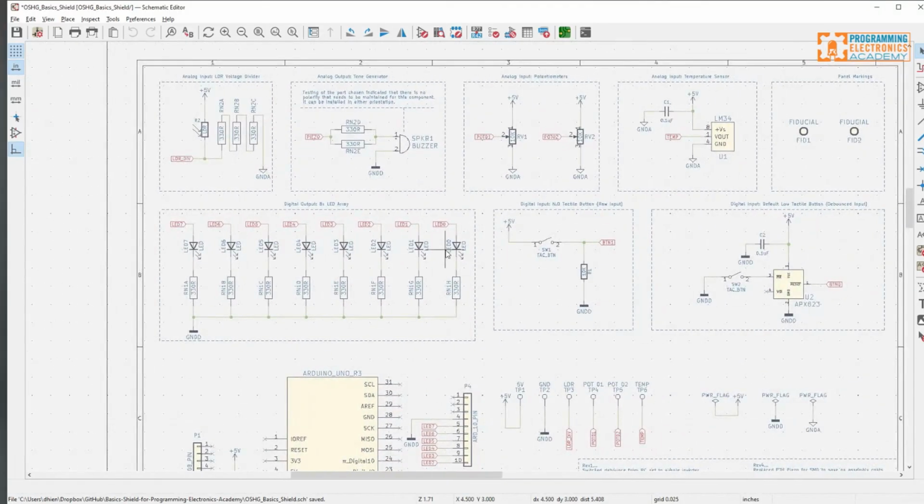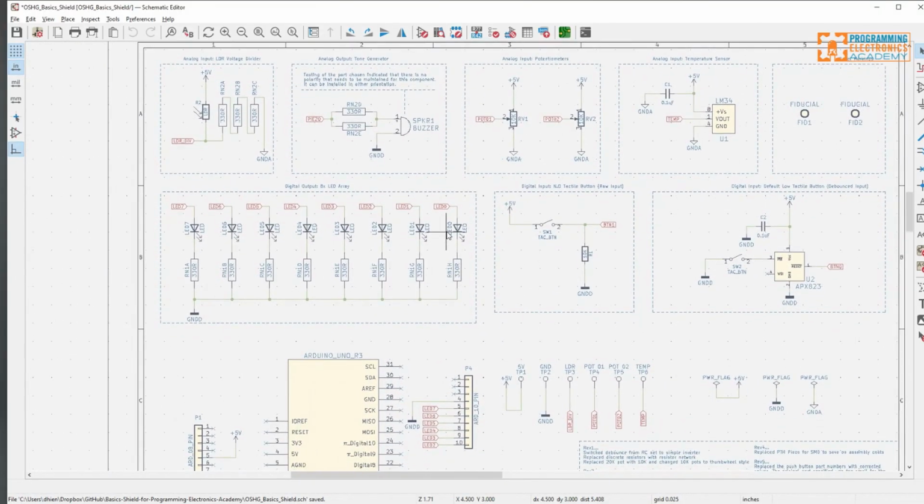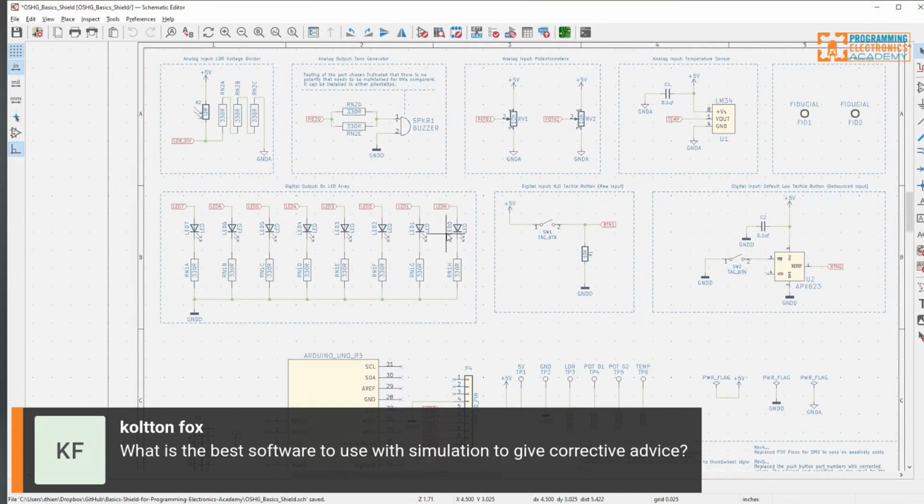Hey, we got a question from Colton. And hey, Colton, correct me if I'm wrong. Actually, I think maybe I can show this here. Okay, let's see. What's the best software to use with simulation to give corrective advice? Any thoughts on that? I'm thinking maybe he's referring to during this phase when you're drawing the schematic. I don't know if they have simulators for that. I don't know.